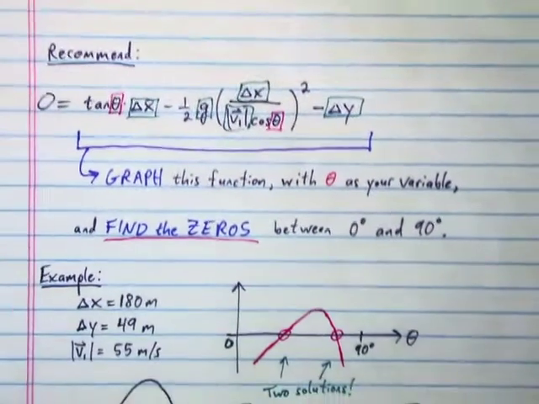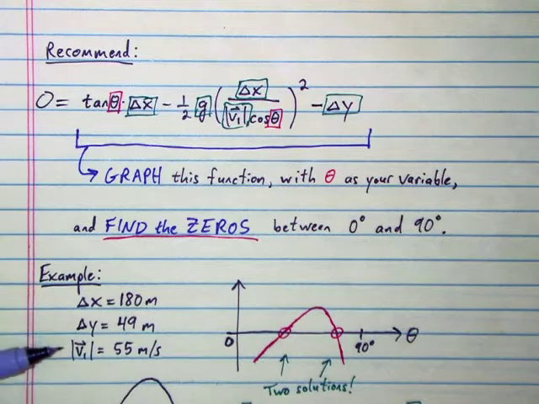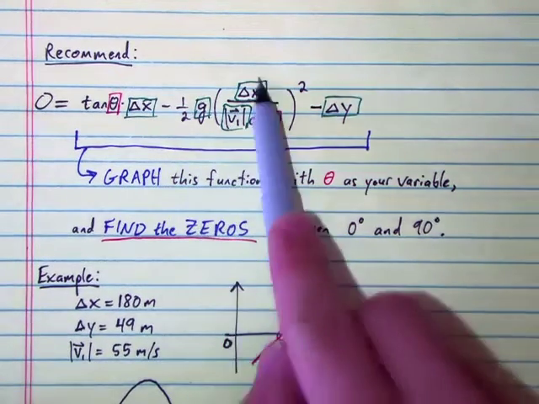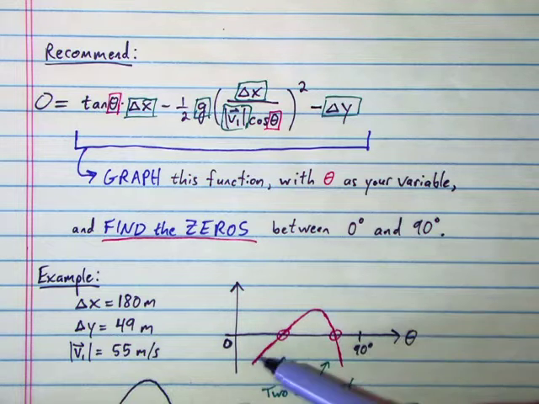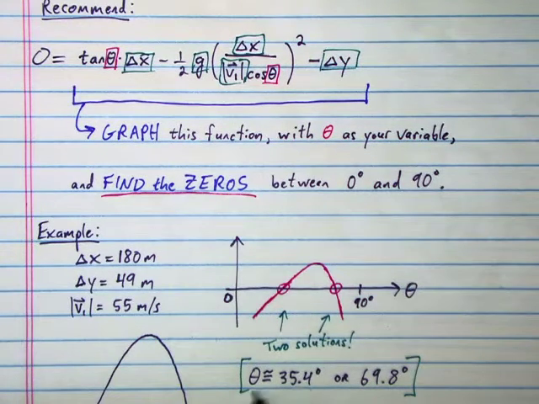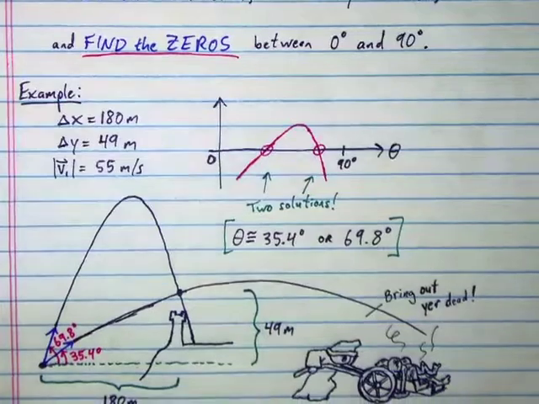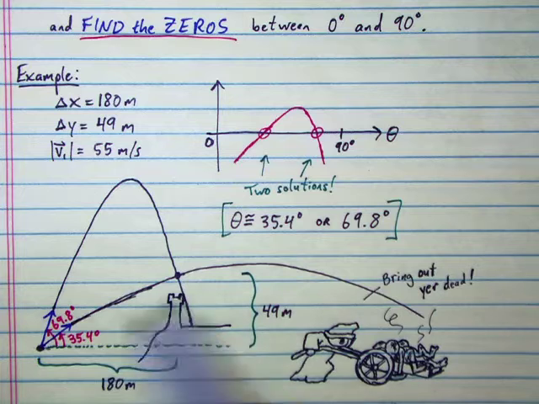Here's a concrete example. Let's say that these were your given pieces of information. If you put those values in here and graph this function and looked at the graph between 0 and 90 degrees, you would find that it intersected the x-axis twice. 2 zeros, therefore 2 solutions. That is 35.4 degrees right here, or 69.8 degrees. What that means is there are 2 possible angles you could launch at to get over the fortress wall.